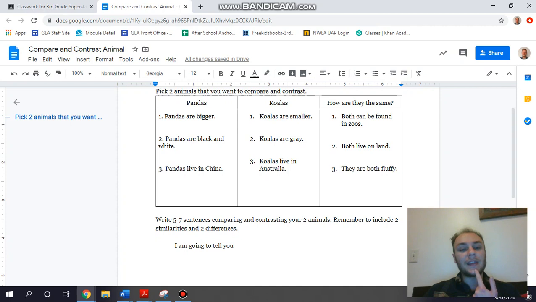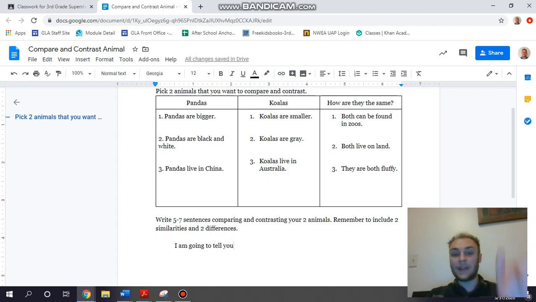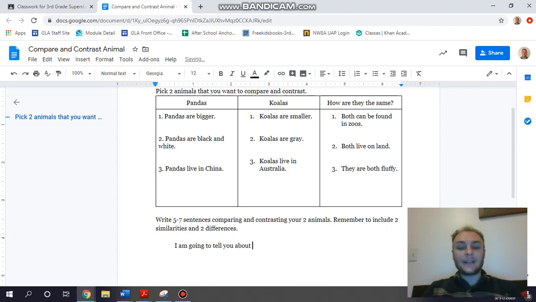Now, Mr. Berkey did something here. He capitalized I because it was by itself. You always capitalize I when it's by itself because it is a proper noun. The way you make a capital letter is clicking Shift and then the letter. Shift and then the letter. I'm going to tell you about some similarities and differences between koalas and pandas.